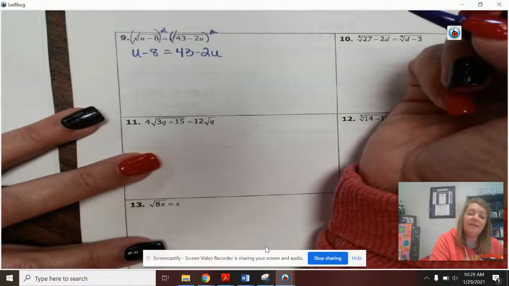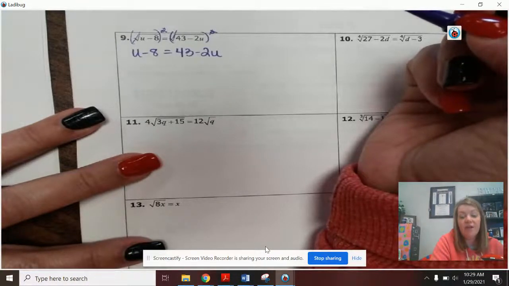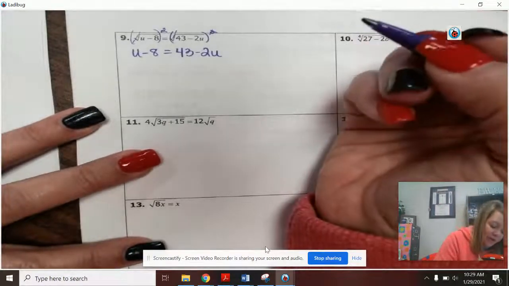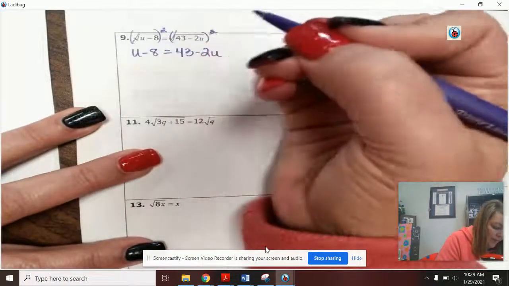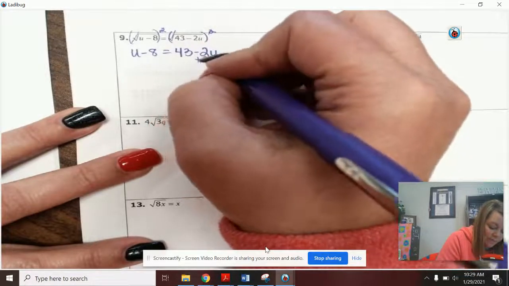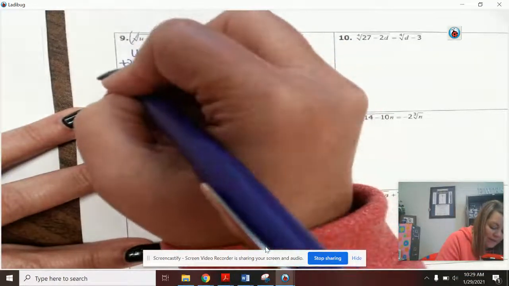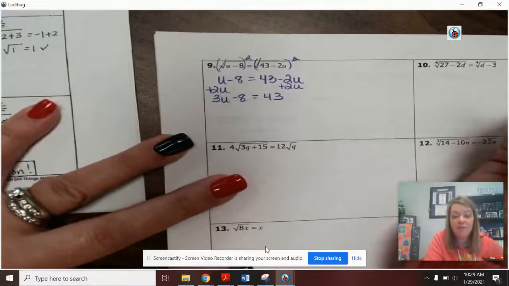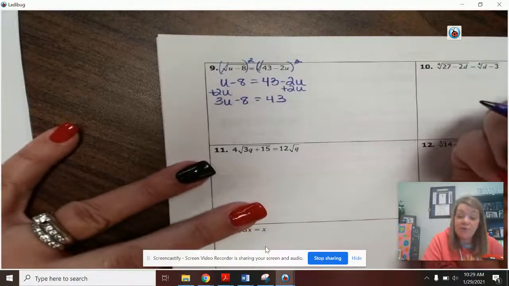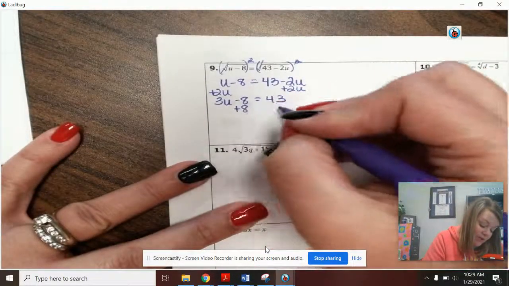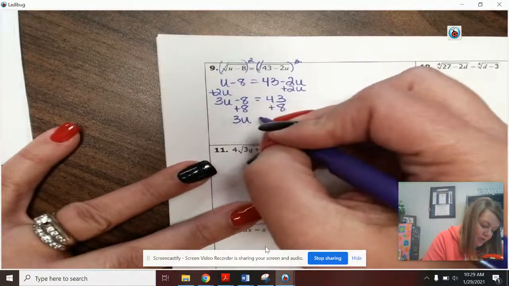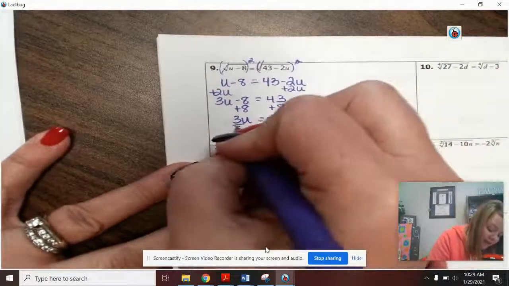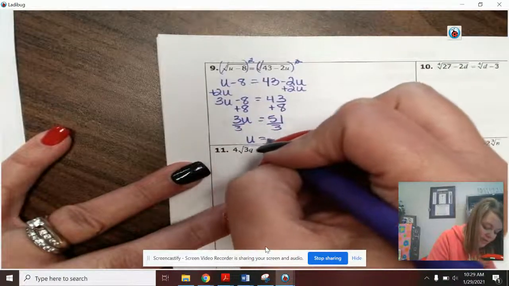Now I just need to solve. I need to get my letters on one side and my numbers on the other so that I can solve for just u. It doesn't matter how we do it. Let's add the 2u to this side. That gives me 3u minus 8 equals 43. And then I will add the 8 to both sides. So 3u equals 43 plus 8, which is 51. And when we divide both sides by 3, u equals 17.